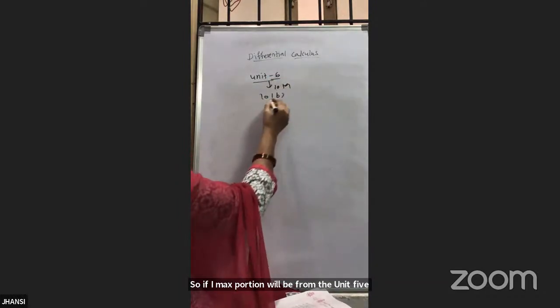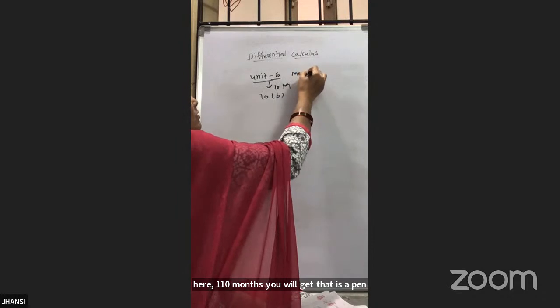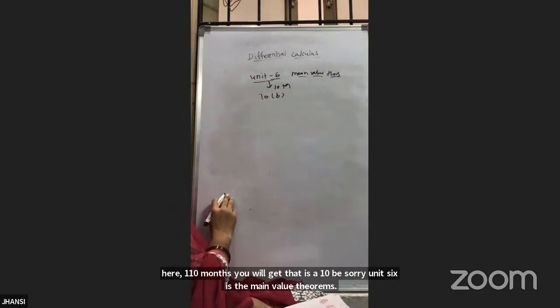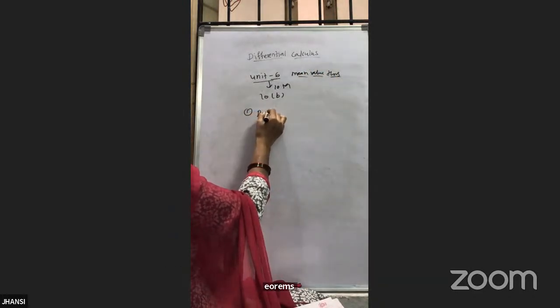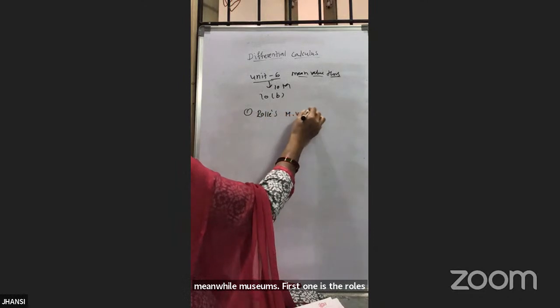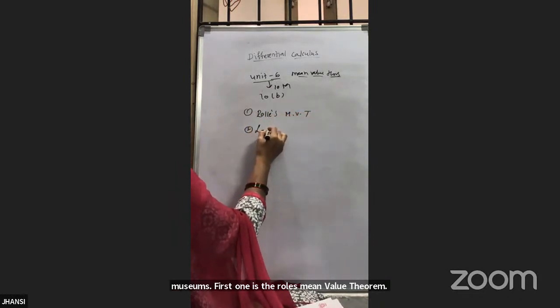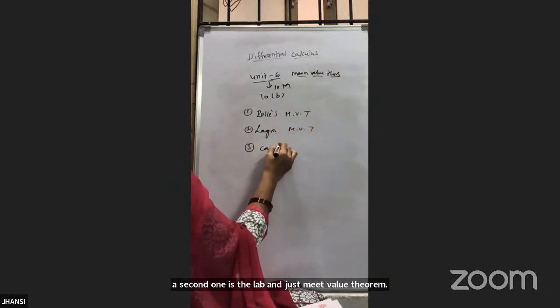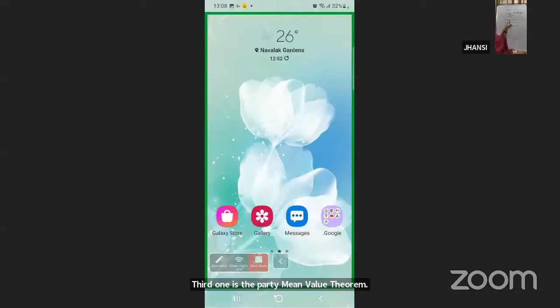So unit 6 is the mean value theorems. The first one is Rolle's mean value theorem. Next, the second one is Lagrange's mean value theorem. The third one is Cauchy's mean value theorem. Okay. So in the examination, they may ask the statement of the theorem and also the proof of the theorem. That is also a 10 marks question, or else only problems will be given for Rolle's and Lagrange's and this one. Okay.